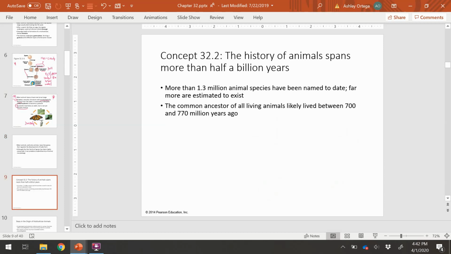In terms of history, animals have a very long history of more than 500 million years. So there are more than 1.3 million animal species that have been named, but far more are in existence, not discovered or named yet. And they believe the common ancestor of all living animals to be about 700 to 770 million years ago. So remembering that origin of life on Earth section, this is before plants moved to land. Animals likely lived before then.